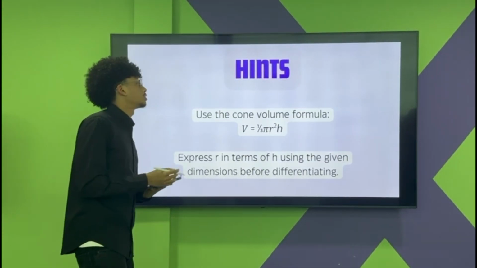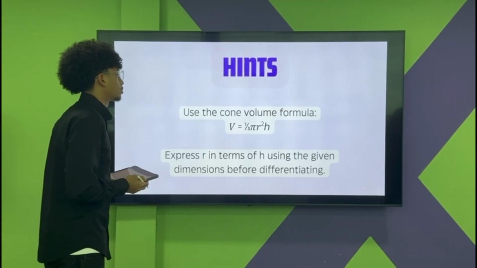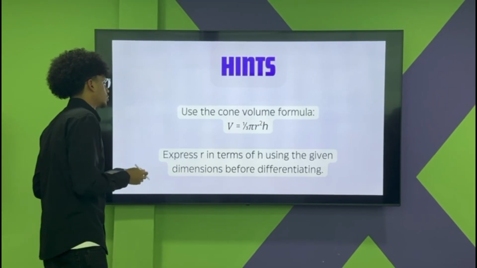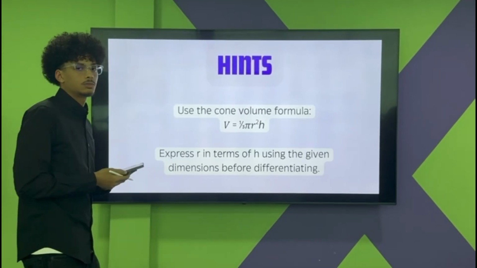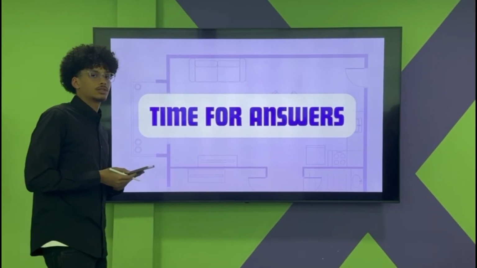So here are two hints we can use before we start answering. First, we're given the formula of the volume, which is 1 over 3 pi r squared h. And we also need to know that we need to express r in terms of h before we start differentiating. So now it's time for answers.